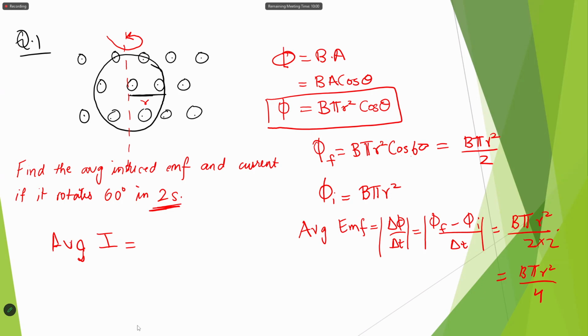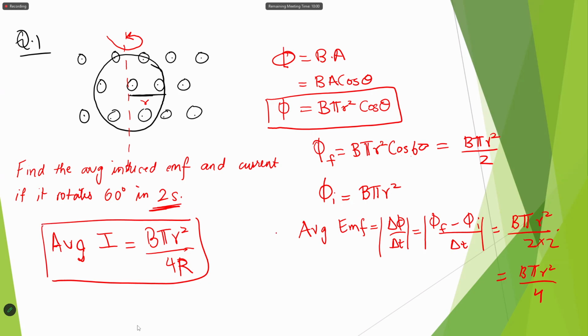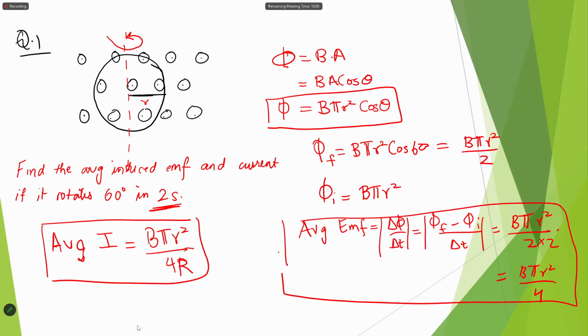So average current is equal to this value, B pi R square divided by 4, and then capital R, which is the resistance. Please, you should know in your mind that this capital R is the resistance. The small r I'm using is for the radius of the coil. So this is the average current and this is the average EMF. Any doubts here in this question? No, miss. Everything is clear until here.